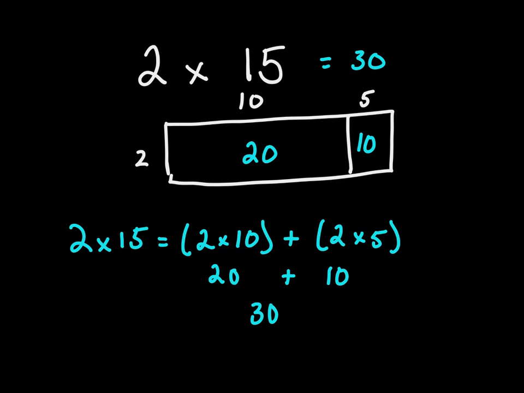2 times 15, a one digit by a two digit, and we know it's 30. And how we know that is when we are multiplying 2 times 10, we get 20. 2 times 5, we get 10. This is what we call the area model.